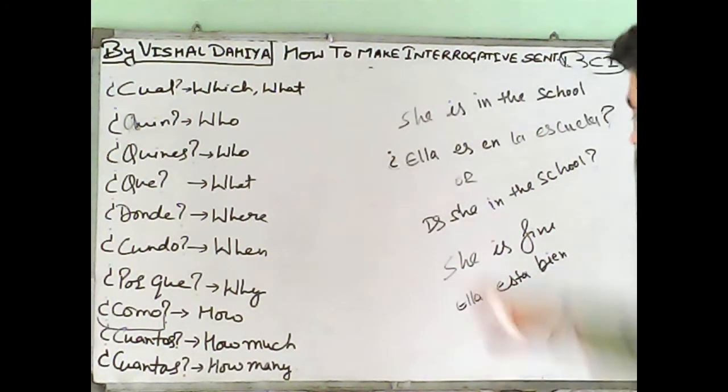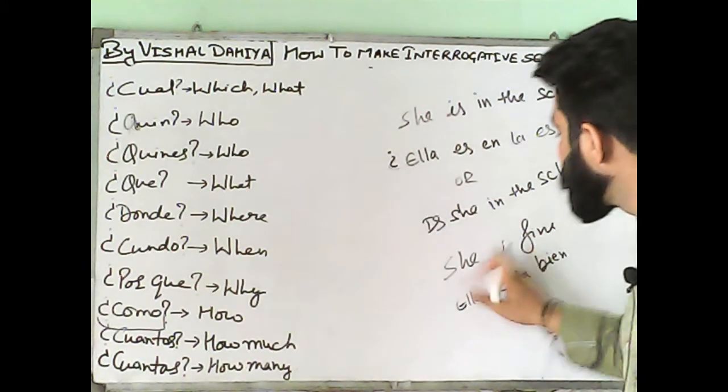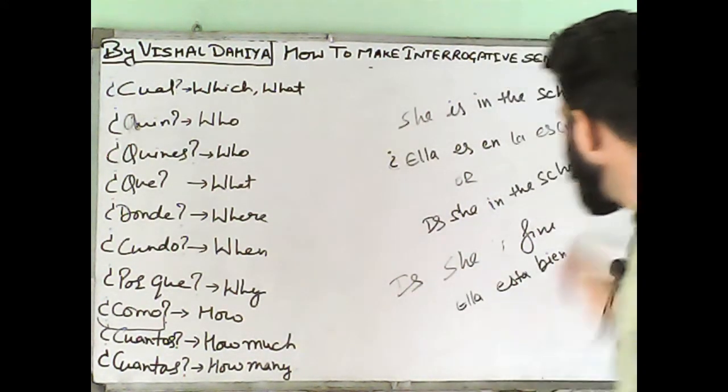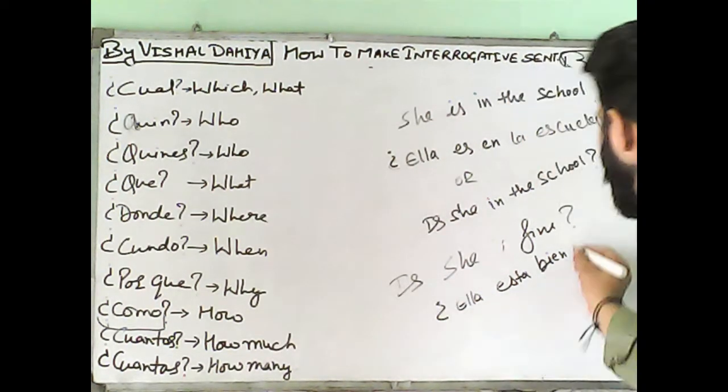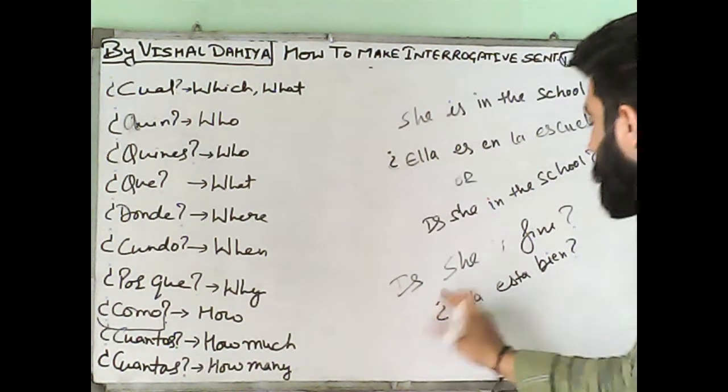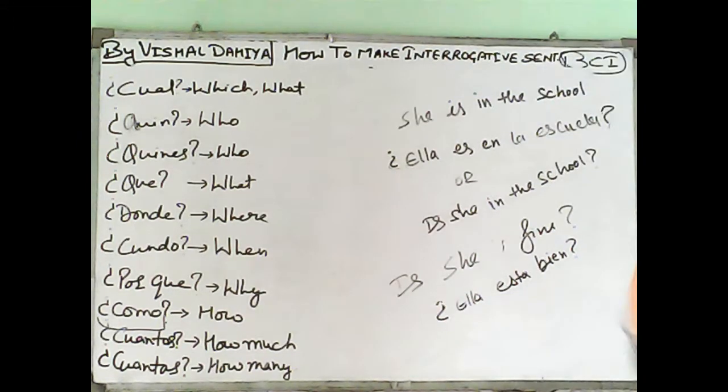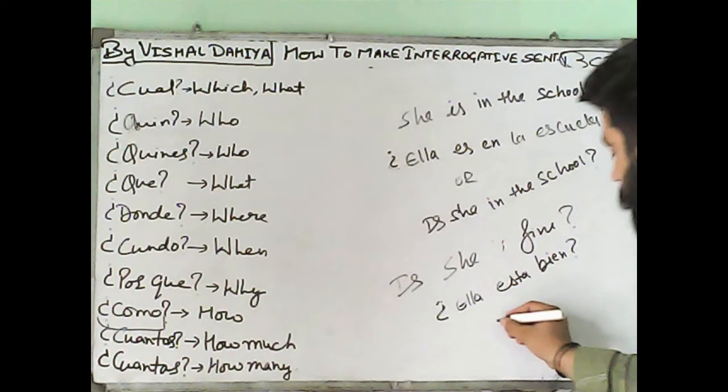Ella está bien. Here it is a simple sentence, but if I want to convert it into an interrogative sentence, I will just say, is she fine? In writing I will put question marks on both sides, but when it comes to speaking, my voice should be modulated, right? For example, ella está bien, ella está bien, right?